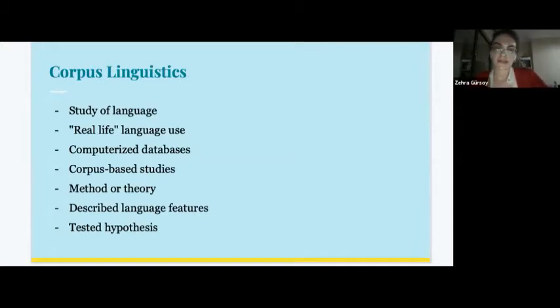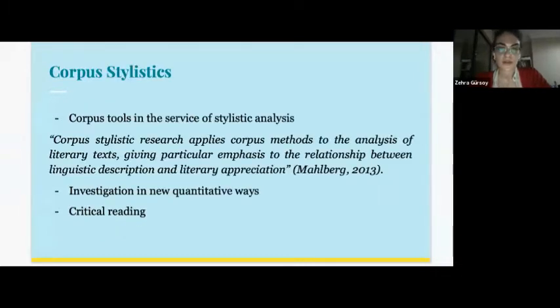What is corpus linguistics then? It is the study of language based on large collections of real-life language stored in corpora, which are the computerized databases created for linguistic research. And those studies are also known as corpus-based studies. And moreover, some researchers acknowledge corpus as a method to obtain and analyze data quantitatively and qualitatively, while others consider it a theory of language.